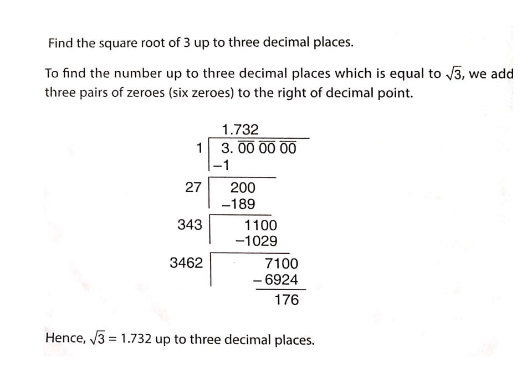Again bring down the two zeros. Here you have to multiply 27 by 2 and add 7, so it gives you 34. Then try one number by one number, so it is 343. 343 multiplied by 3 gives you 1029, and if you subtract it you will get 71.